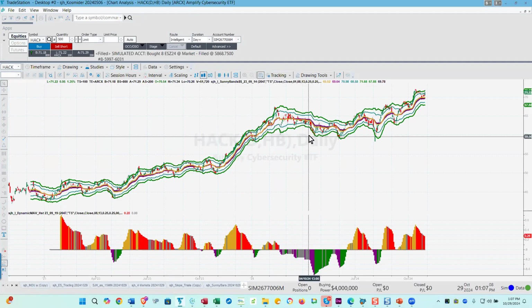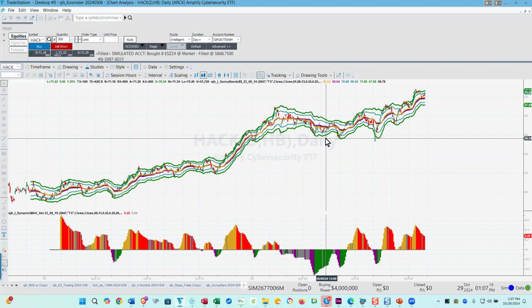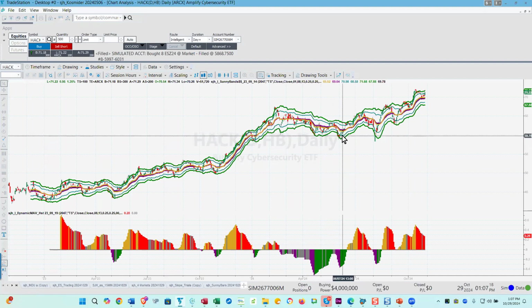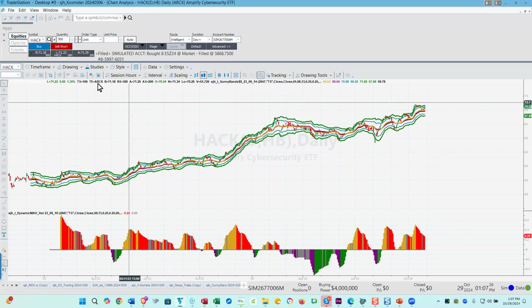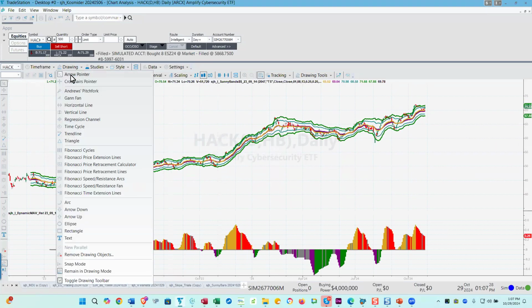Purple goes on top. We touch the lower outer band and we ride it down to there. And then we get a buy signal right here and we go long. So let's draw some Fibonacci lines on this and see where I think it's going. Drawing.